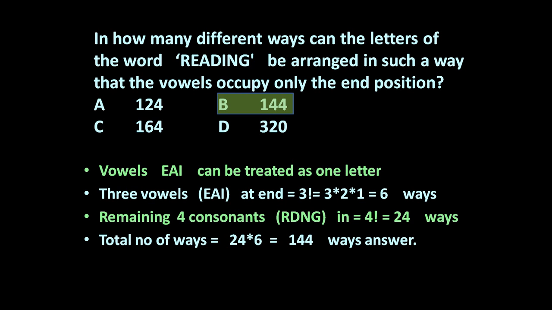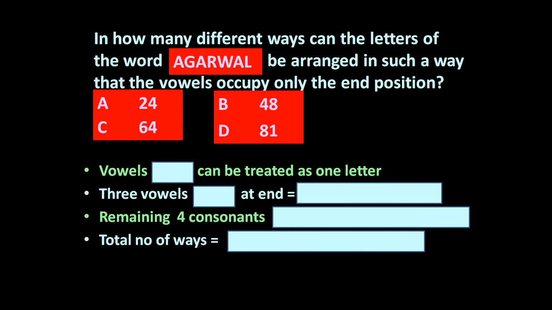Now if we slightly change this problem, in place of READING let us take the word AGRAWAL. In how many different ways can the letters of the word AGRAWAL be arranged in such a way that the vowels occupy only the end position? What will be the answer? Now here let us fill these details.